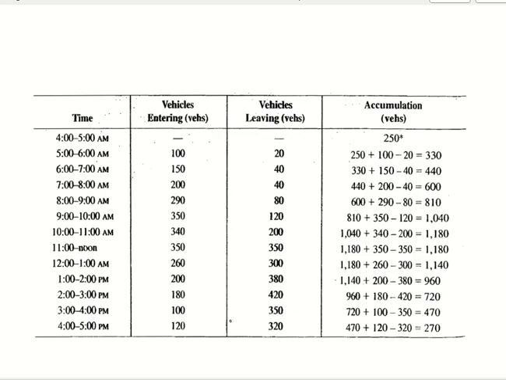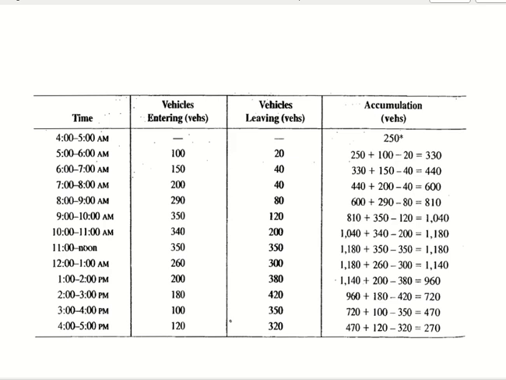Next one, 330 are already there, 150 more entered, added, 40 left, subtracted. How many are there in the area? 440. Now you can look at the counts when the activities have started. The vehicles entering are more, leaving are very few, right? Because this is a start time. This is what it should be.